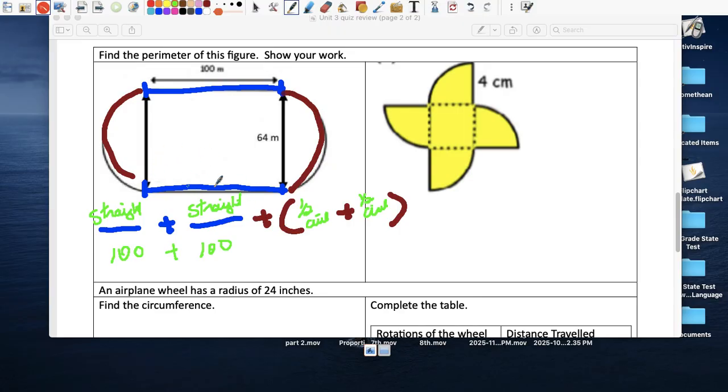So I need to find out how much a half a circle is. So let me draw that circle out to the side. This was the 2 halves combined, and I draw a line in the middle like this. That would be 64, and that would represent the diameter.